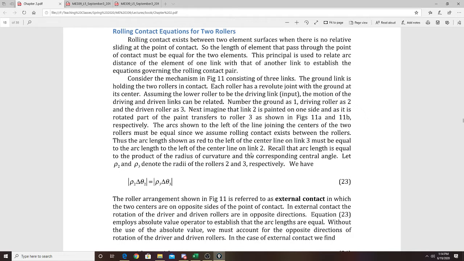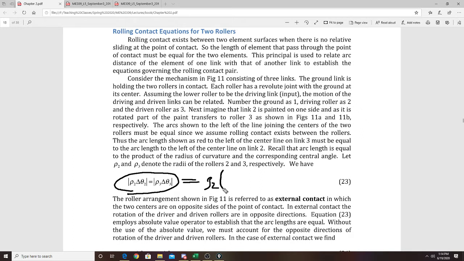Recall that arc length is equal to the product of the radius of curvature and the corresponding central angle. Let rho 2 and rho 3 denote the radii of rollers 2 and 3 respectively. So we have this. This is your very first rolling contact equation, the basic one that all others spring from. Just to expand this a little further, rho 2 is the radius of curvature, so essentially the radius of roller 2. I think we all got that, hopefully.